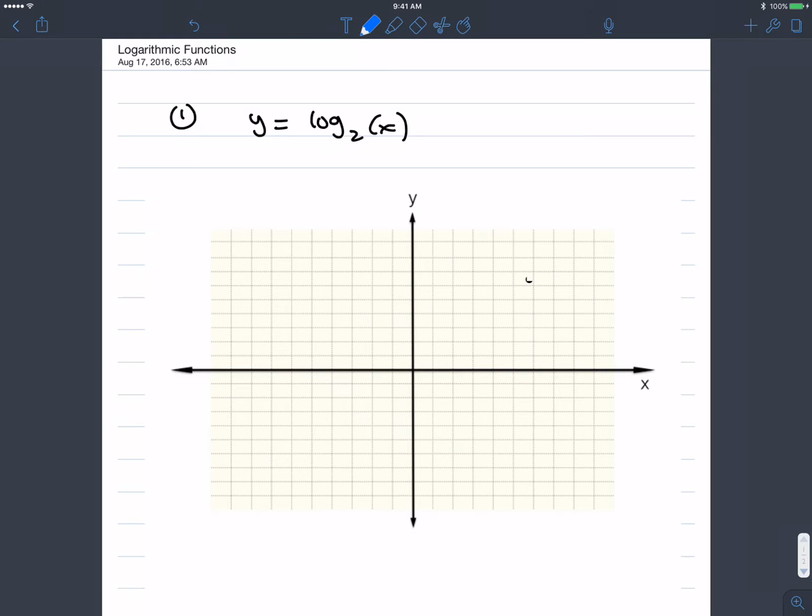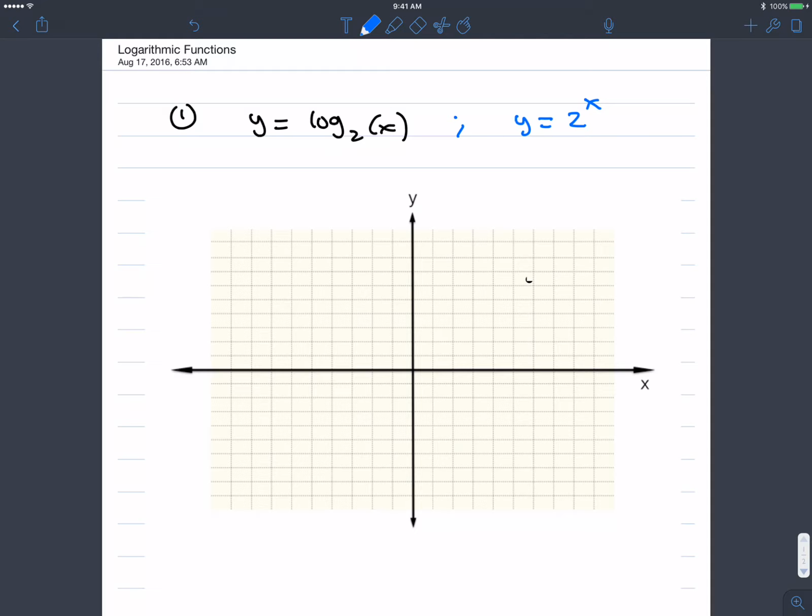We're going to go over the homework for logarithmic functions, at least this worksheet. What we want to do is sketch the graph of y equals log base 2 of x. Now let's recall that this particular log function is the inverse of the exponential function 2 to the x power.